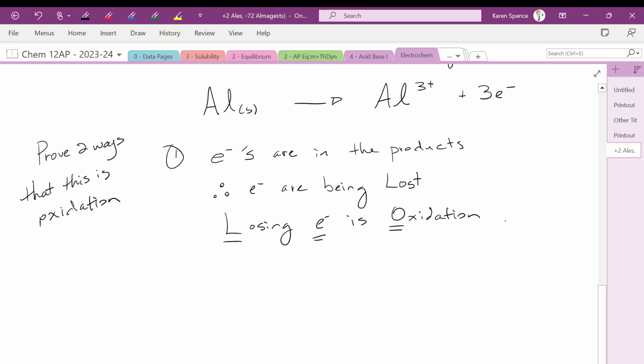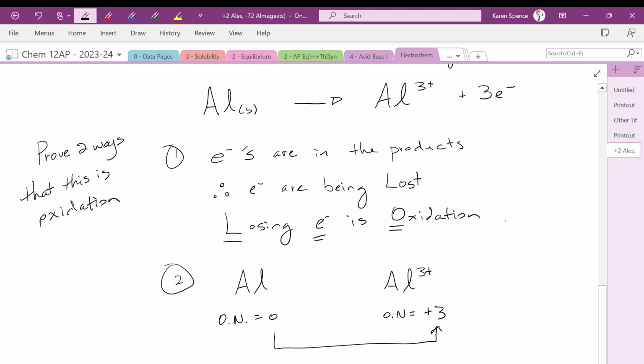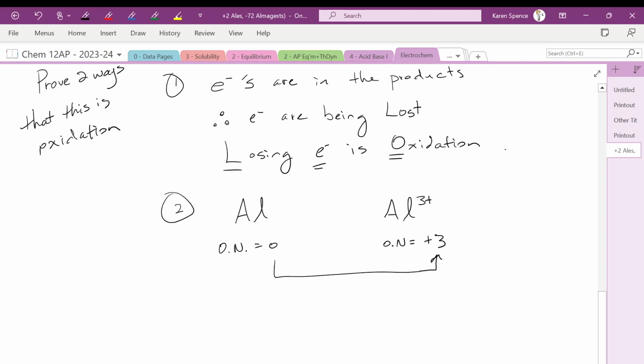Okay, losing electrons is oxidation, that's one way. What's another way that we can do it? Oxidation number. What is the oxidation number of Al? And what is the oxidation number of Al3+? Plus 3. And so we have the oxidation number has increased, which is oxidation.